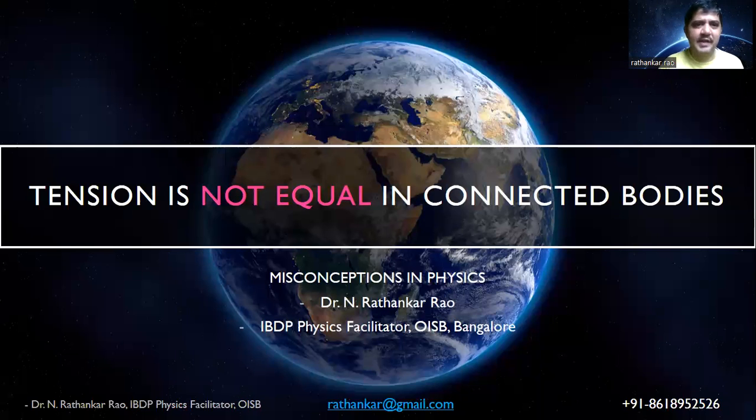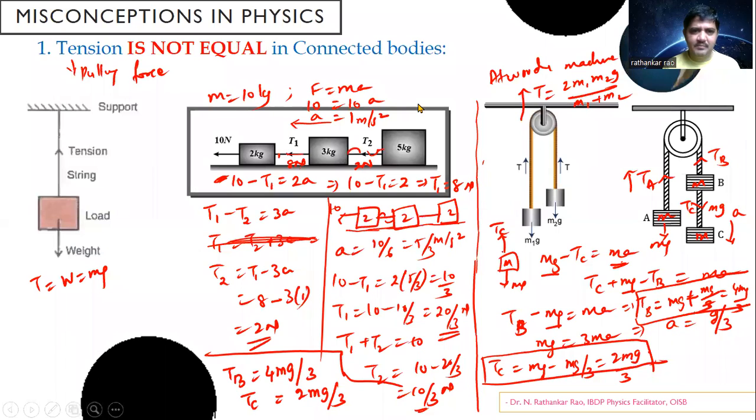Okay, once again, welcome. In the previous video, we had seen that tension is not equal in connected bodies. I just took an example of two connected bodies and found out the tensions T1 and T2. They were not seen to be equal. The same thing applies to a pulley also: the tensions were not equal if I have many bodies being connected. That's what we had seen.